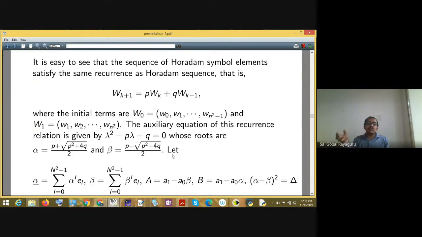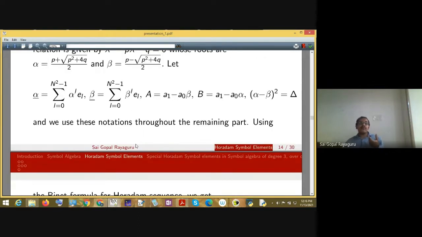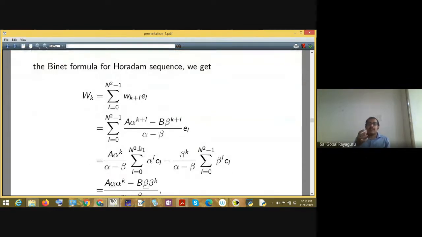So obviously the characteristic equations are the same, and the roots are real roots of those characteristic equations. But here, why have I denoted this alpha underbar like this summation and beta underbar like this summation? Because we are finding the closed form expression. As with the Horadam sequence, since the same recurrence relation is holding, we ask whether similar properties of Horadam numbers are satisfied by the Horadam symbol elements or not.